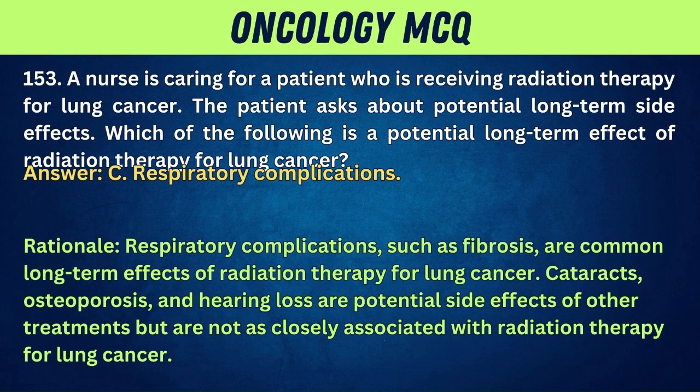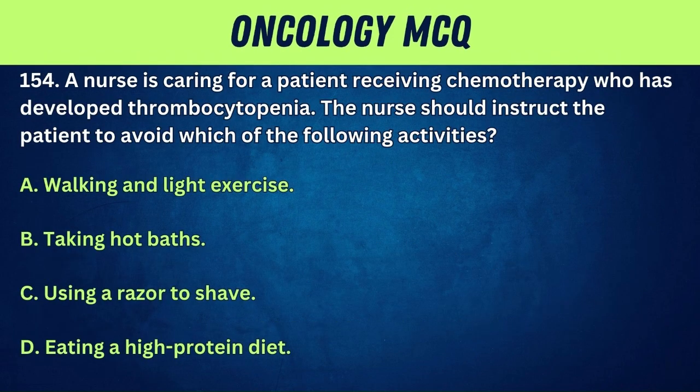Answer: C. Respiratory complications. Rationale: respiratory complications, such as fibrosis, are common long-term effects of radiation therapy for lung cancer. Cataracts, osteoporosis, and hearing loss are potential side effects of other treatments, but are not as closely associated with radiation therapy for lung cancer.